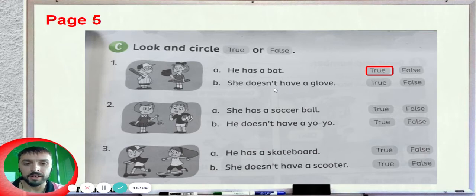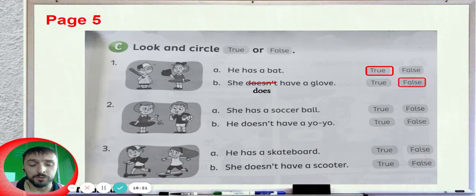Now B, she doesn't have a glove. Well, does she have a glove? Yes, she does. She does have a glove. So it's not doesn't. So that's false. Okay. So remember, if something is right, you say true. And if it's wrong, you say false. So this one was wrong. So you say false. Okay, I know it's a bit difficult, but can you do number two and number three by yourself? And that is what you need to do for homework.